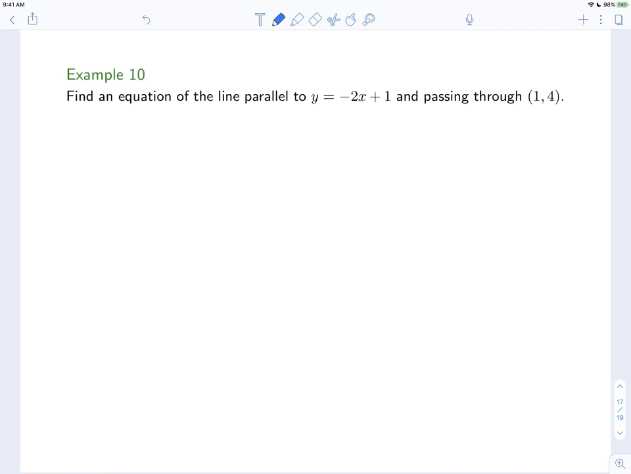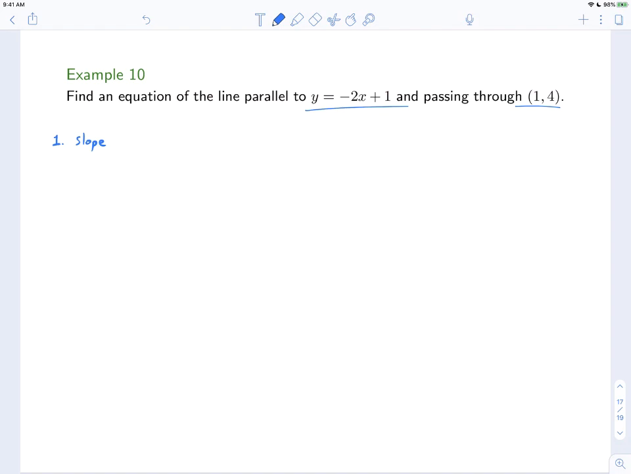Let's do another equation where we find an equation of a line. So example 10, find an equation of a line parallel to this line and passing through that point. Now it doesn't specify if it wants it in point-slope form or slope-intercept form, but let's just put it into slope-intercept form for fun. So the first step is to find the slope.